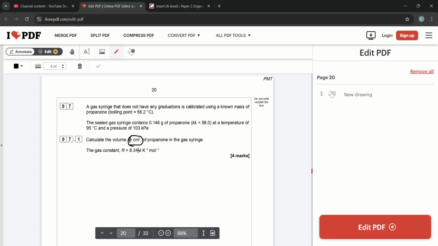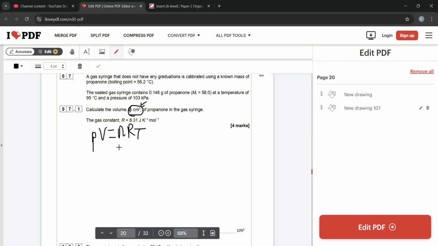Now that's really key, in centimeters cubed, because if we use the correct units in the ideal gas equation, PV equals nRT, the volume we're going to get is in dm cubed, but we want it in centimeters cubed. That's the key thing, and I feel like that's why it's worth 4 marks, because that final mark is to trick students out. So we'll just rearrange it. We get V equals nRT over P.